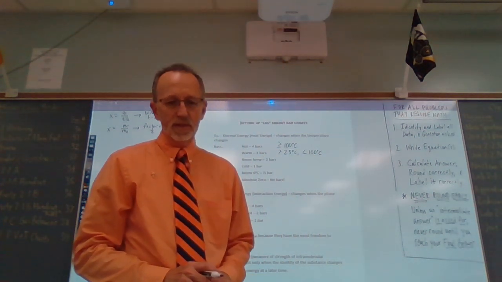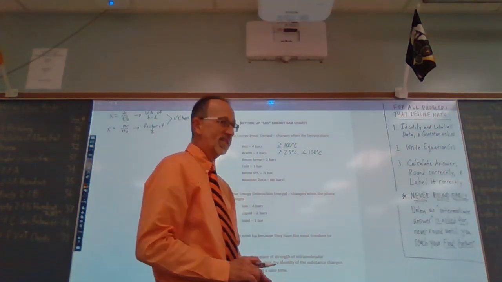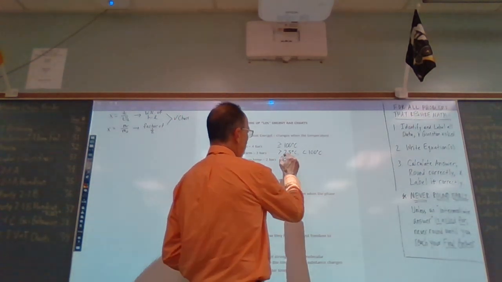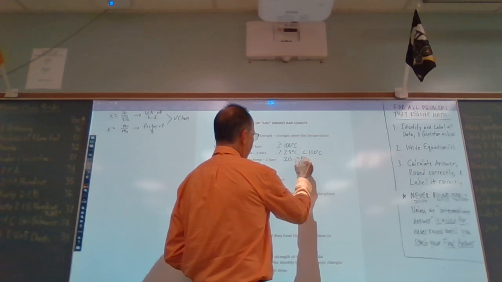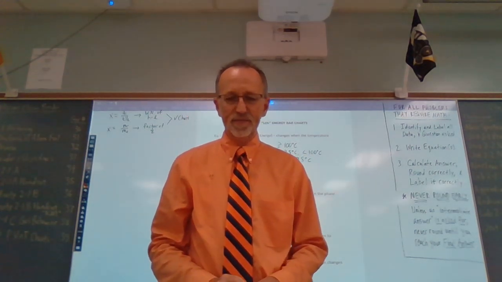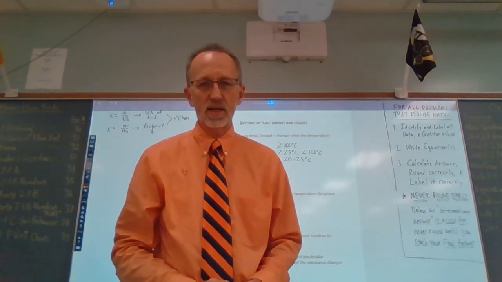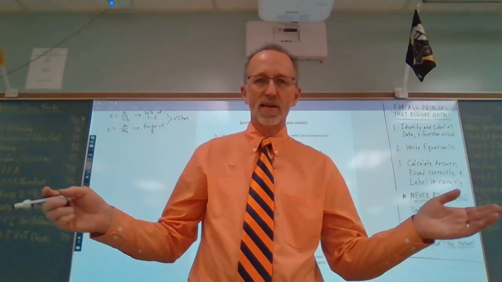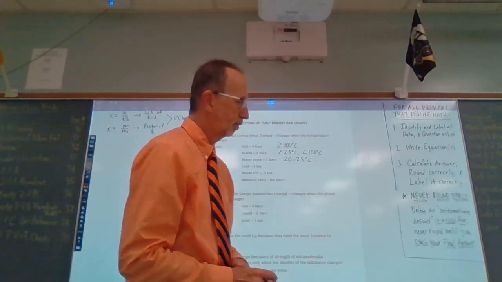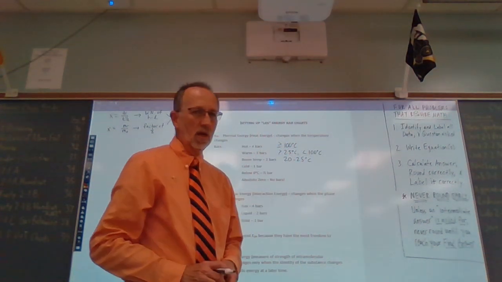Room temp, 2 bars. If it says room temp, we go with 2, or if we are between 20 and 25 degrees Celsius. So 20 to 25 is considered room temp. That's actually around 70 degrees Fahrenheit, a few degrees above, a few degrees below.